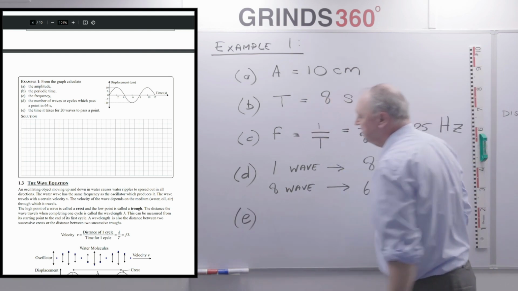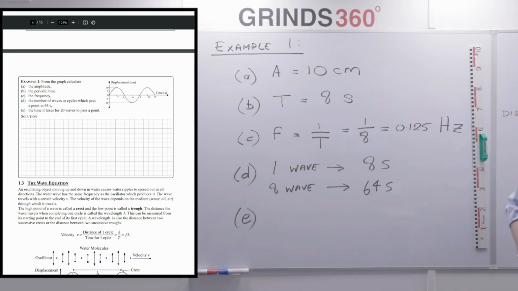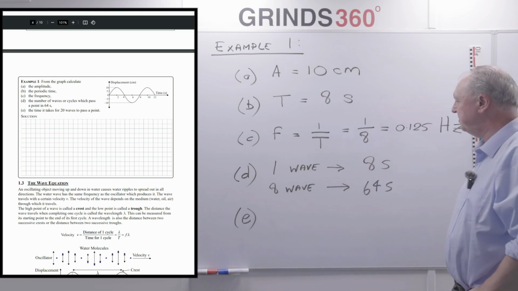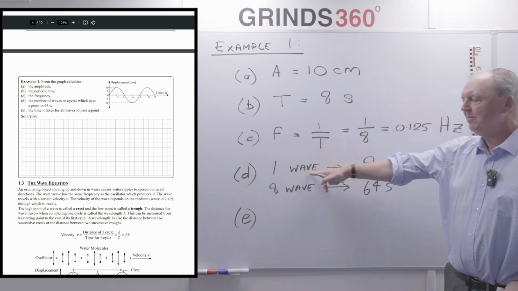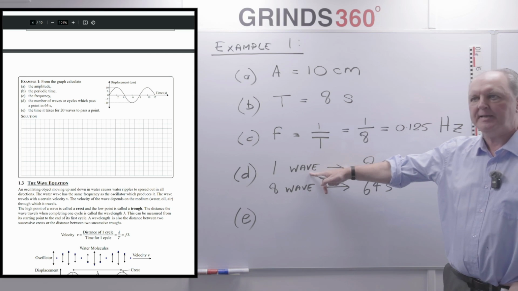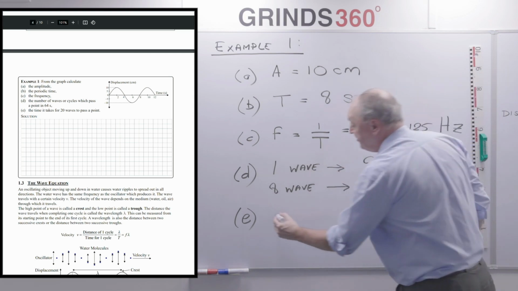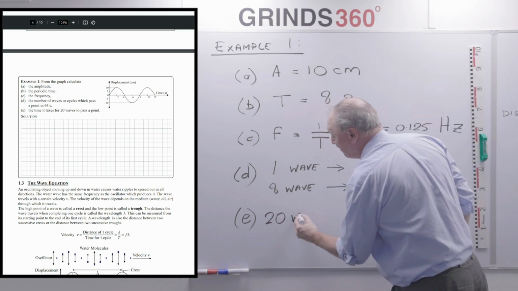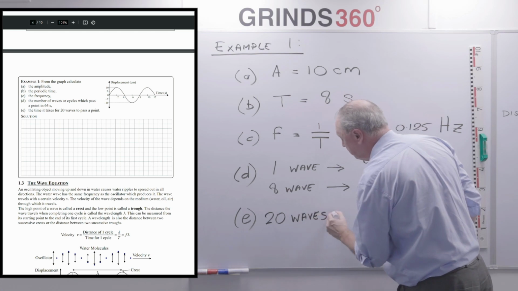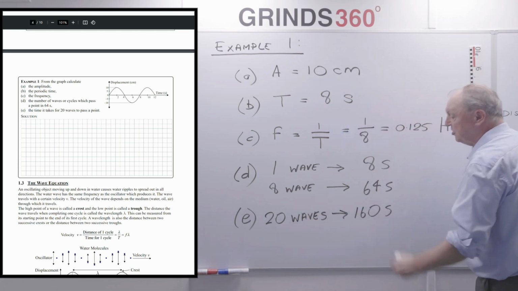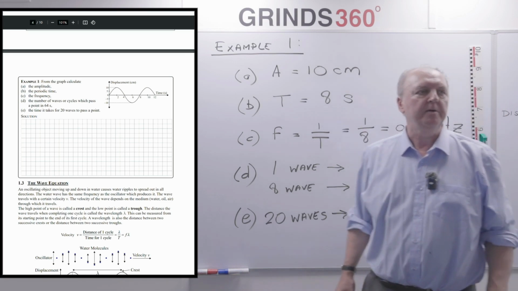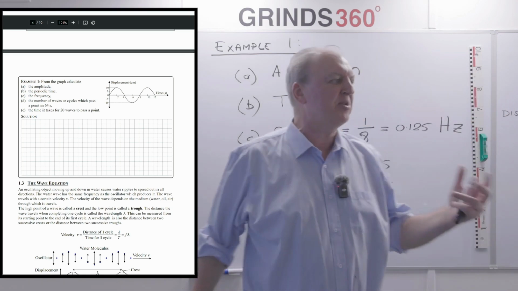Part E. They're asking me the question, the time it takes for 20 waves to pass a point. Well, you already know here, don't you, that one wave takes 8 seconds. Well, why don't I multiply this side now by 20? So I get 20 waves, and multiply the other side by 20, and I get 160 seconds. So 20 waves will take 160 seconds to pass.